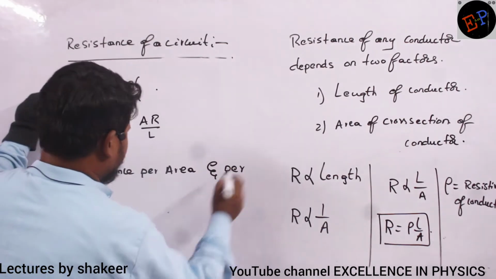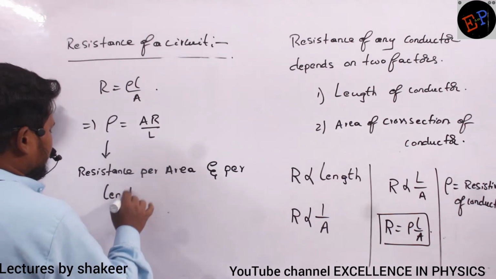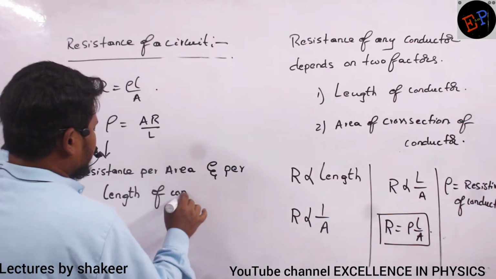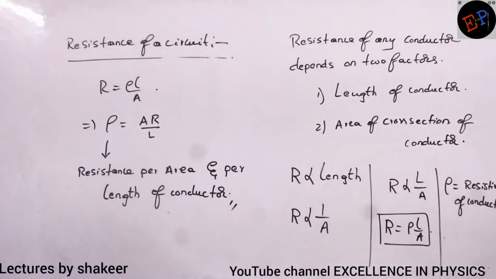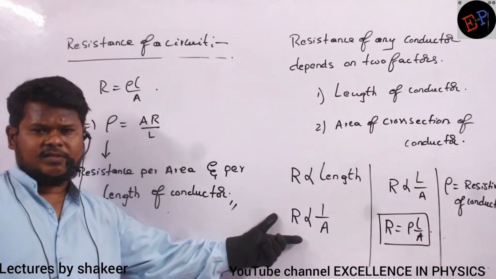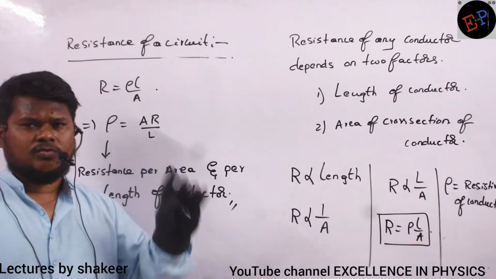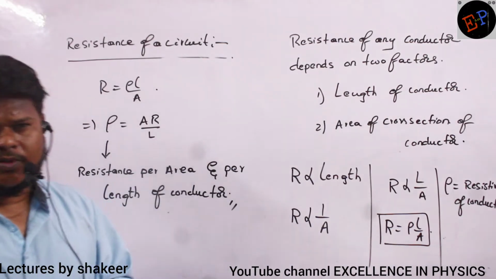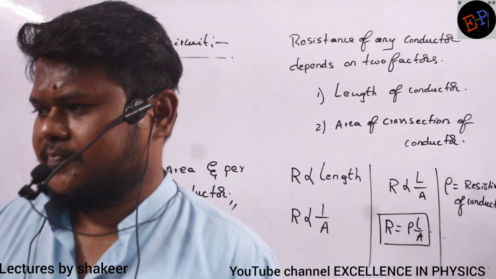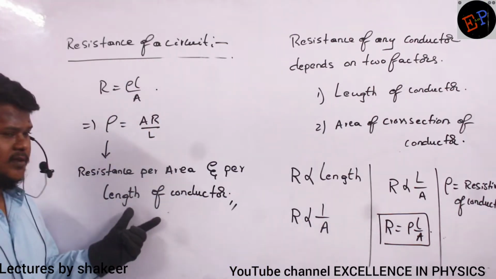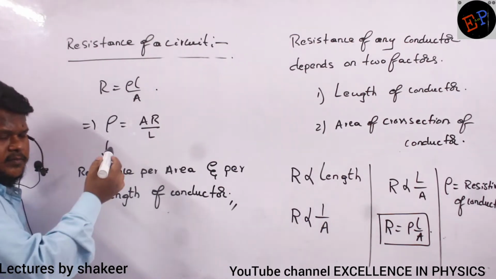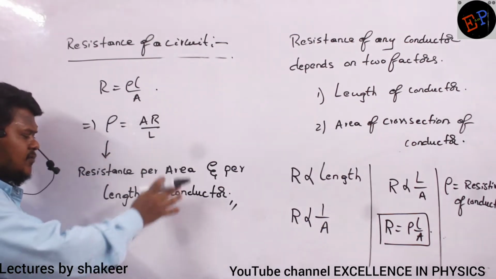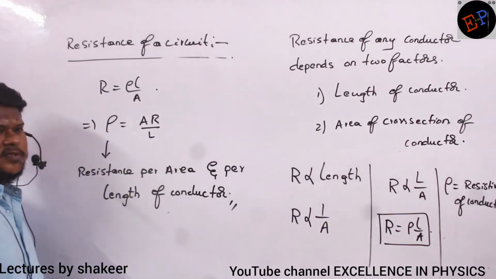And per length of conductor. Okay? This is called resistivity. Resistance is a general property. Resistance is how effectively a particular metal is able to obstruct the electrons. That is called resistance. But resistivity is a specific term: resistance per area per length. For this much area and this much length, what is the resistance present? This is called resistivity.